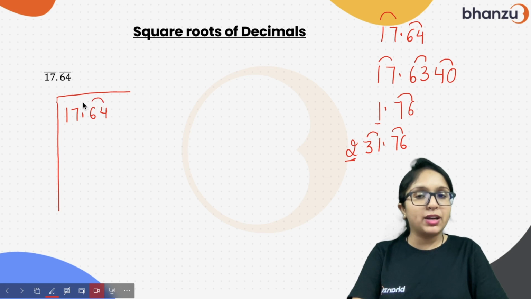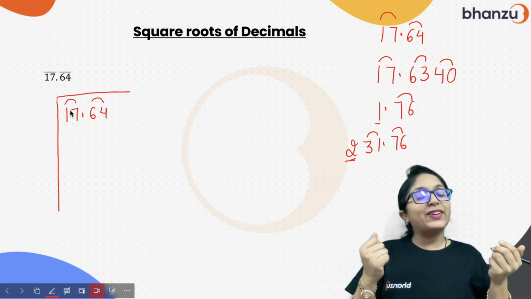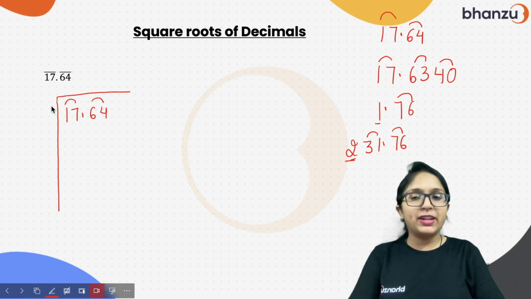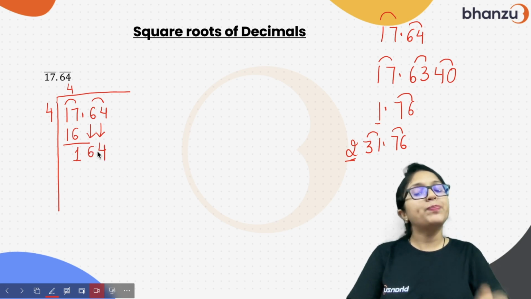So this is one pair, this is another pair. We need to find a square of a number which is less than 17, and we know that is 4 times 4, 16. So let me write 4 over here, 4 over here, and 16 over here. So what is going to be the remainder? That is going to be 1. Again, I need to bring this pair down. Okay, so I will be writing 64 over here.